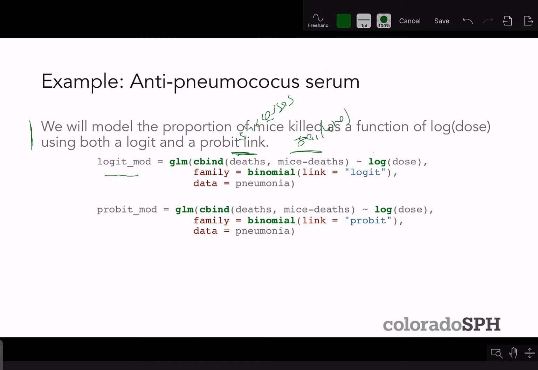I'm modeling that against log dose. Here I'm using the logit link, though I could have just gotten rid of this part of the code. That's not necessary in this case because the logit is the default. And then I'm also going to run a Probit regression model, and the only difference in the code here is that I say link equals Probit.